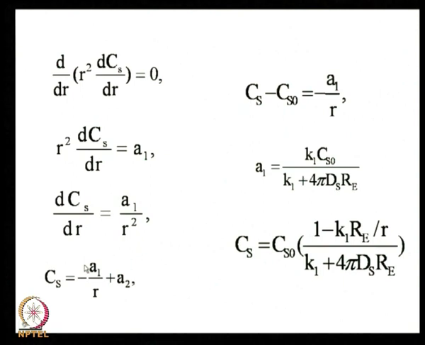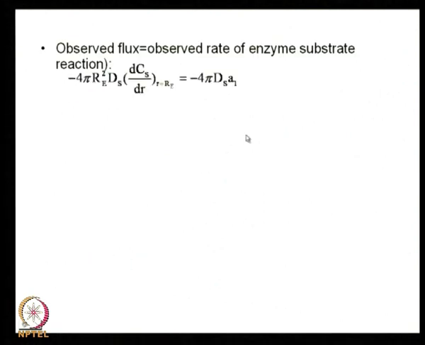So, you get RE square times dCS dr equals A1. So, 4 pi Ds times simply A1. We have calculated what A1 is, so you can put that back over here and this is what you get. Is it clear to everybody, that little algebra?